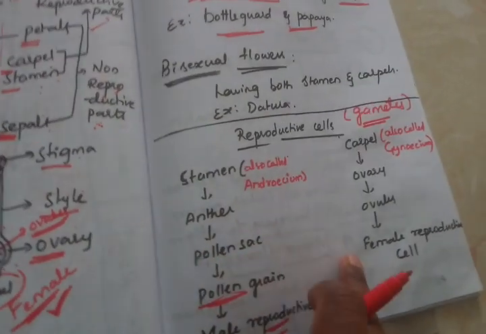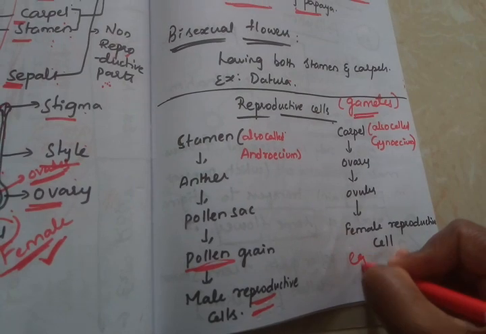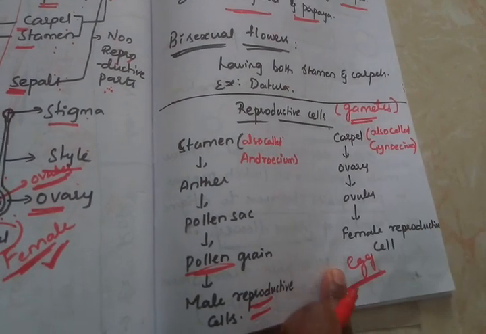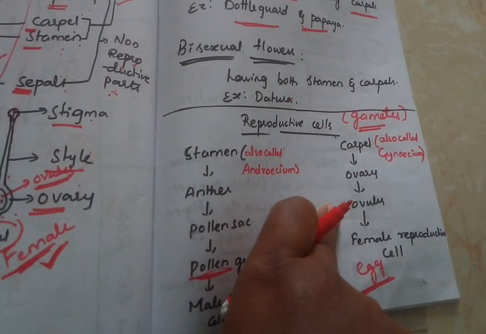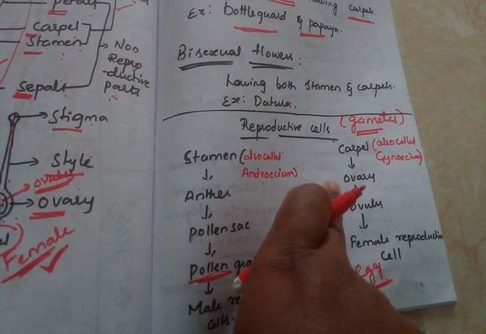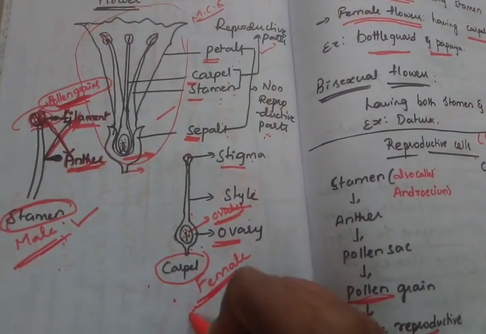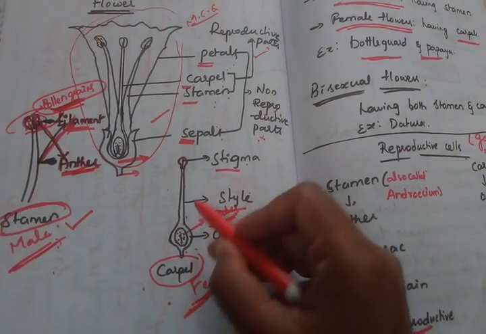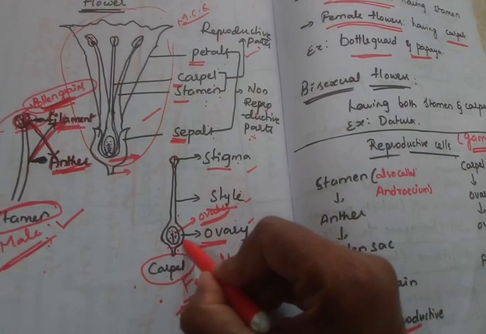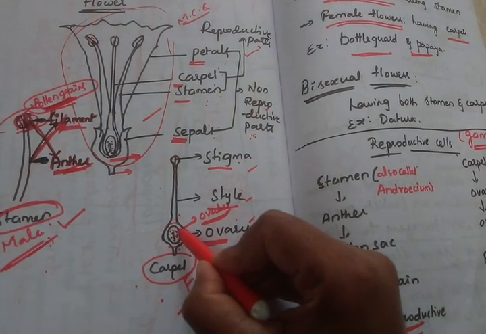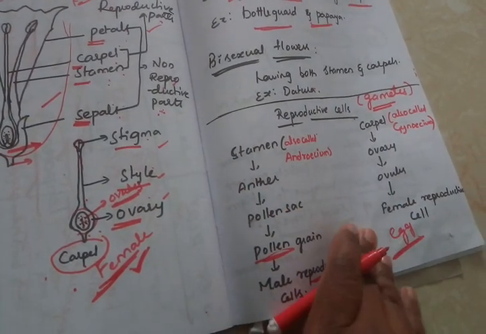Come to the female reproductive cell. The female reproductive cell, or female gamete, is generally called the egg, which is present in the ovules. Ovules are present in the ovary, and the ovary is present in the carpel. This is the female reproductive part, the carpel. The carpel has three parts, which we already discussed: stigma, style and ovary. Inside the ovary we have some ovules. Inside the ovules we have the female reproductive cell.